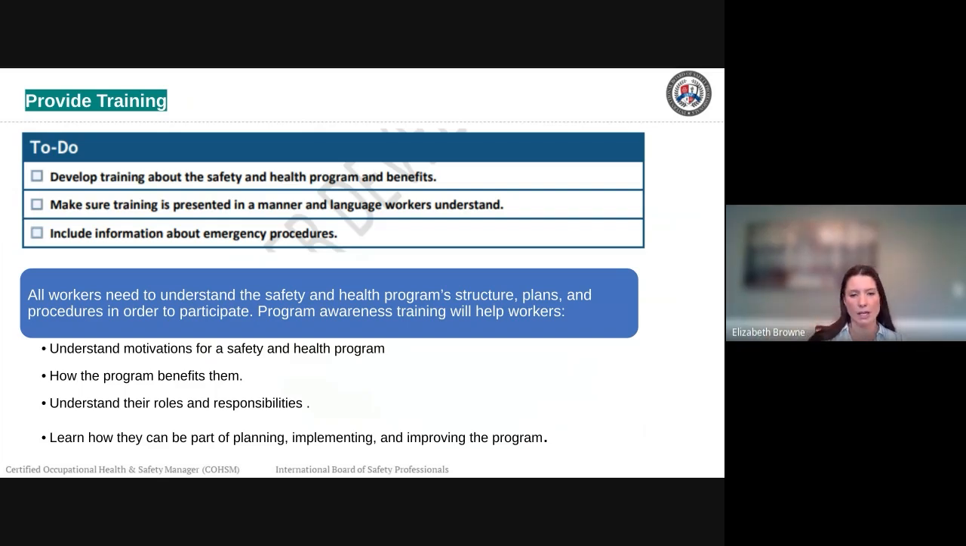So all workers need to understand the safety and health program structure, plans, and procedures in order to participate. Program awareness training helps workers understand why we're having a safety and health program. So when they understand why, it generally can help them understand why they need to participate and why it benefits them. It also helps them to understand their roles and responsibilities, and helps them learn how they can be a part of planning, implementing, and improving the program.